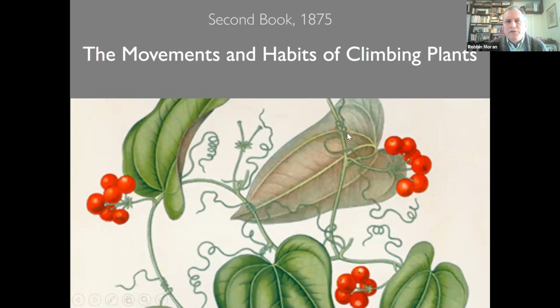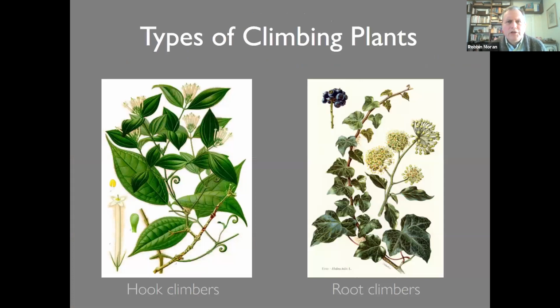So the movement and habits of climbing plants is Darwin's next book. And this is one of my favorite books. He talks about different kinds of climbing plants here. He points out there's basically 5 different kinds of climbers. There's plants like you see here on the left. This is Strychnos, the strychnine genus, gives us the poison strychnine. And strychnine is a hook climber. It has these modified branches that are like hooks, and that's how it climbs on the surrounding vegetation.